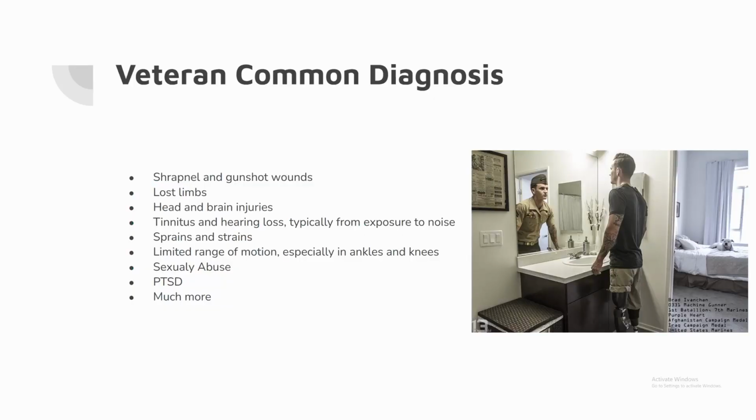So we're going to begin talking about the veteran common diagnosis. Some of the common diagnoses are shrapnel, gunshot wounds, loss of limb, head and brain injury, hearing loss, sprains, strains, limited range of motion. Some even have different back issues. Some can also experience sexual abuse, PTSD, and much more. So just even this picture right here kind of says everything. In this picture, the person starts out very young, and then a lot of things could happen to them along the way.